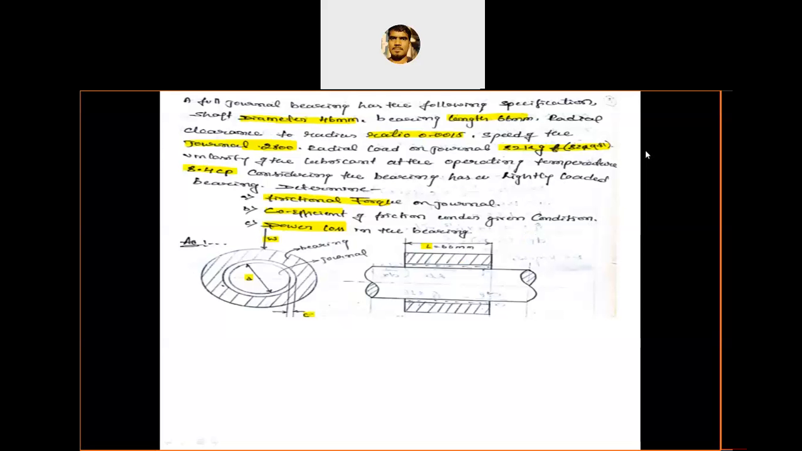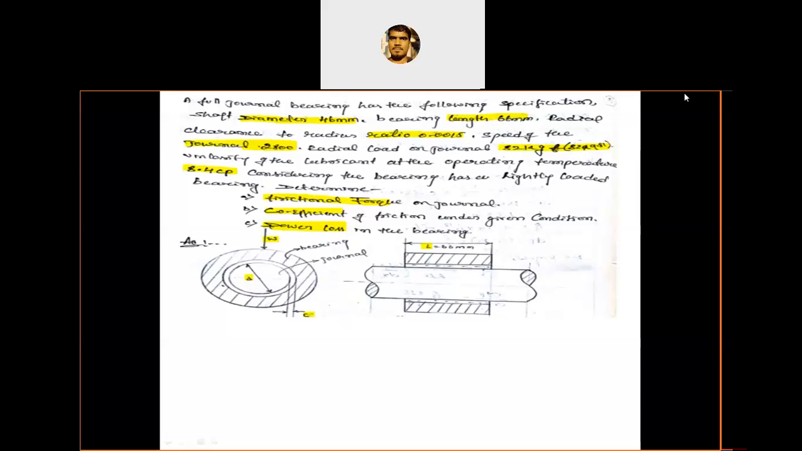Viscosity of the lubricant at the operating temperature is 8.4 centipoise. Consider the bearing as a lightly loaded bearing. So determine first the frictional torque on the journal, second the coefficient of friction, small f, under the given condition, and third the power loss, P, in the bearing.